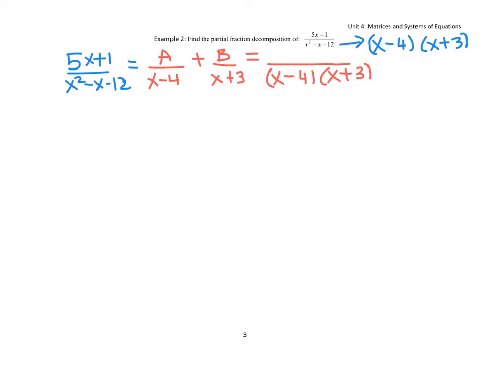Now my next step, let me do the top. The first one is missing x plus 3, so I'm going to write a times x plus 3, plus the second one. What is it missing? It's missing x minus 4. So the second one is going to be b times x minus 4.